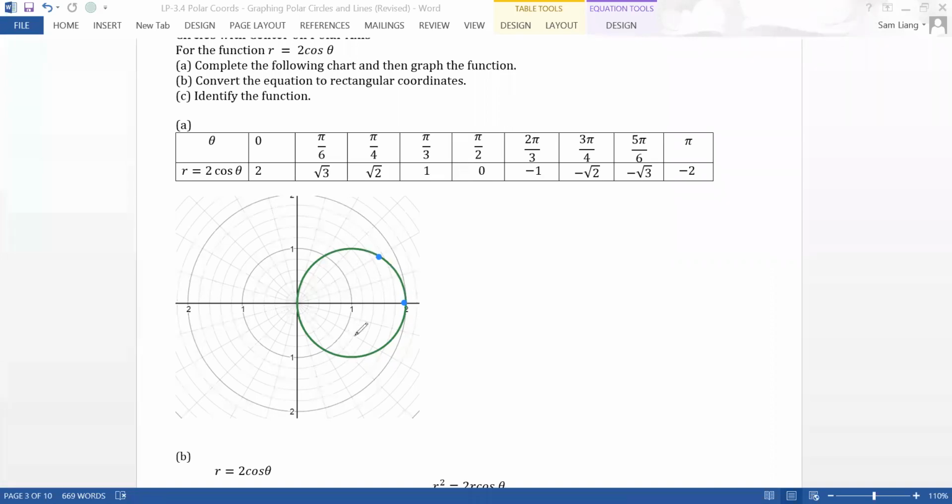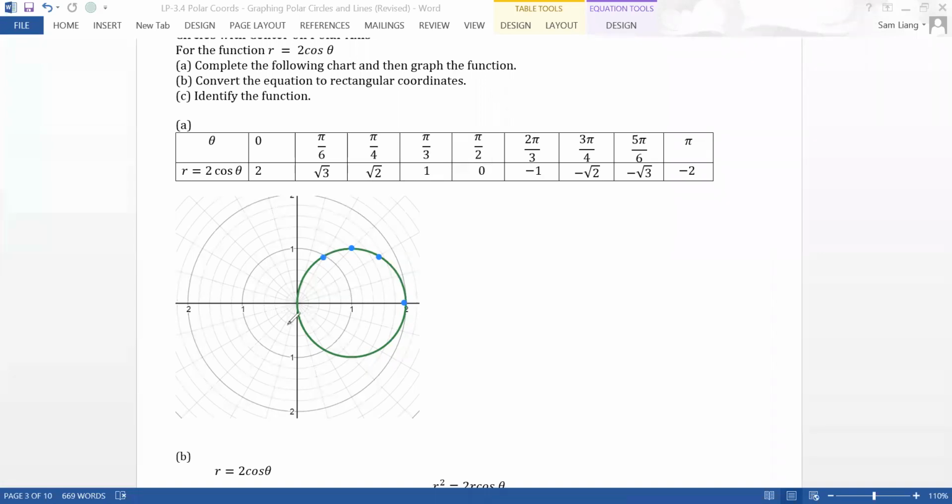This is precise because it's Desmos, but if you're graphing by hand, you don't have to be super precise. Just between 1 and 2, closer to 2. The next value is square root of 2, about 1.4, comma 45 degrees. That'll be right here. Then we have 1, pi over 3, so that's a radius of 1, 60 degrees. That's located right here.